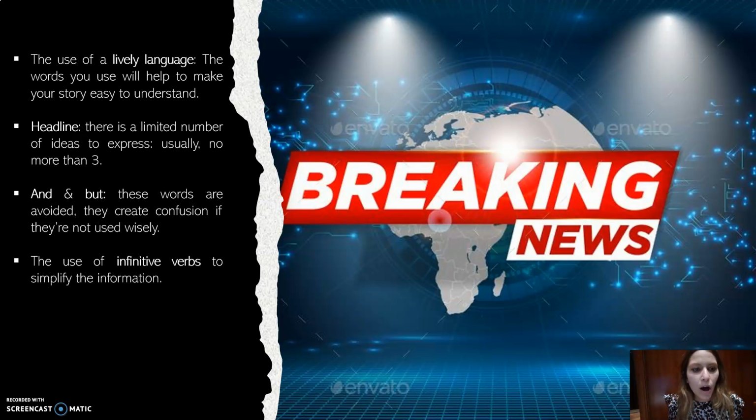Then, when we're talking about headlines too, we can see the use of infinitive verbs. We're going to see it now in some examples, because I think there's a reason. This is how they simplify the information at the end. So now we're going to the examples, and then we're going to talk about social media.